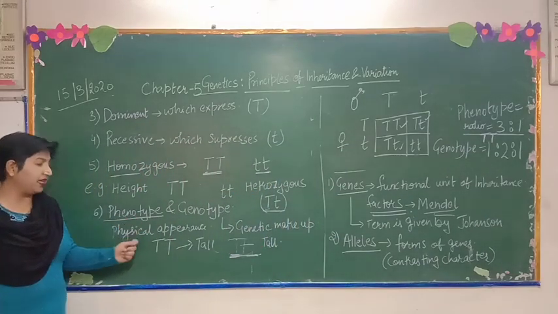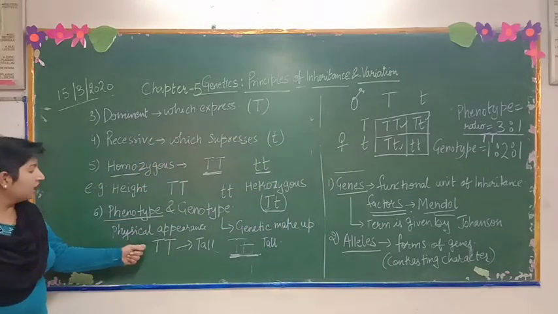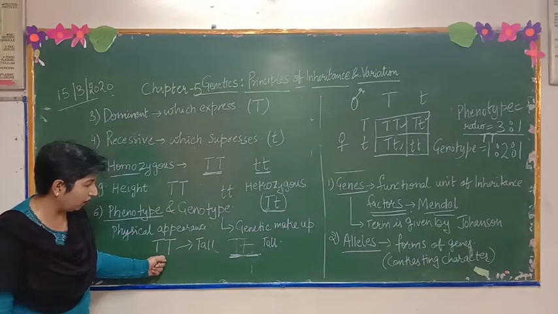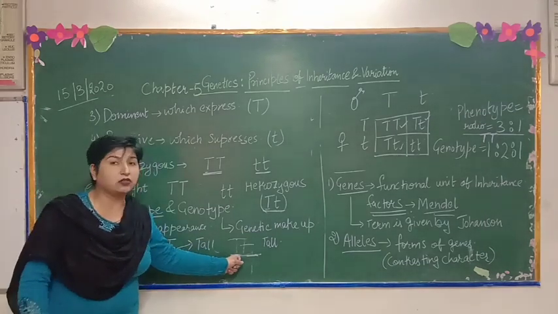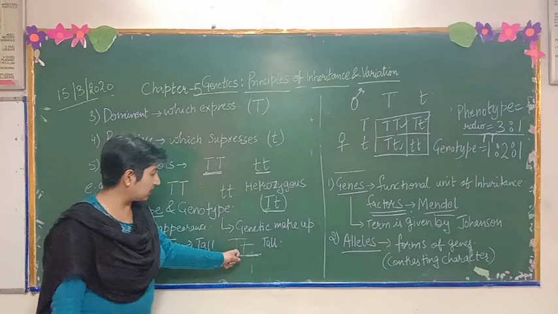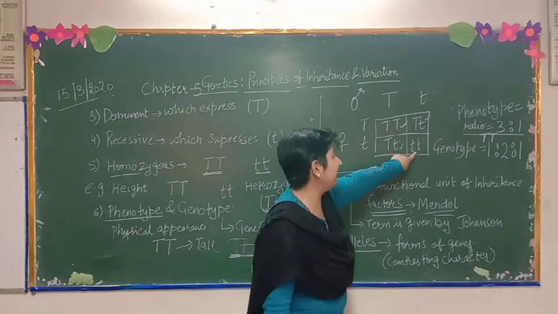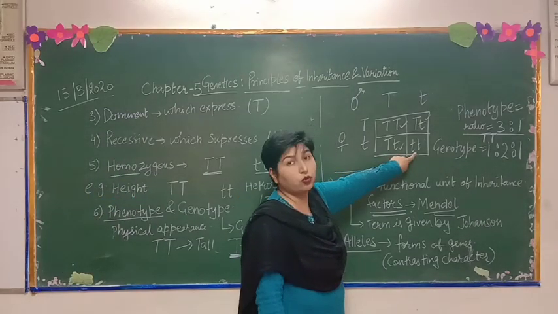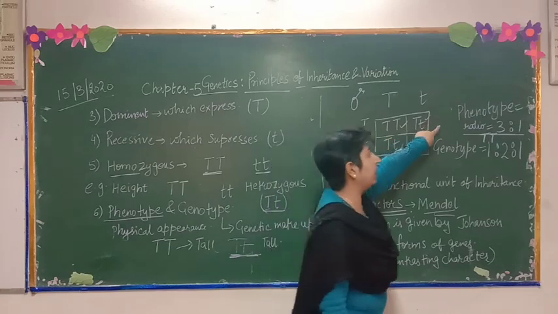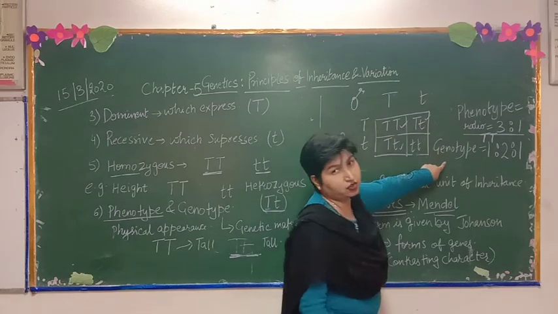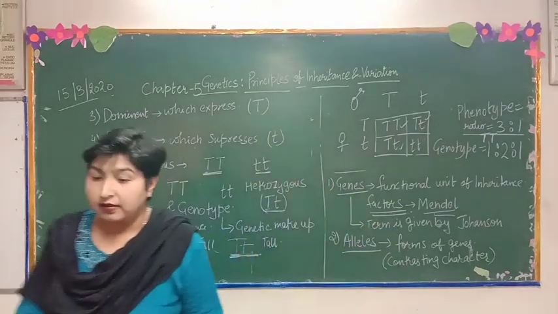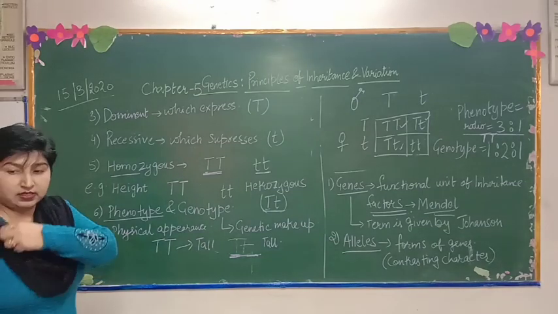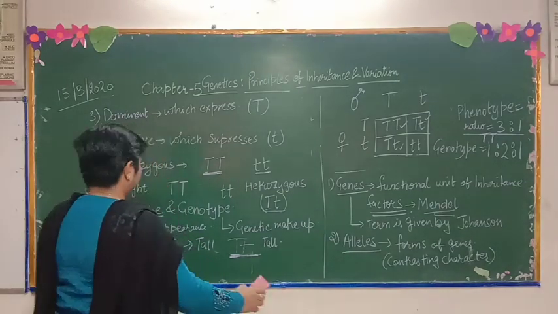The phenotype means the physical appearance, which says this as tall. Similarly, this also counts as tall. But when it comes to this condition, it is called dwarf. So the phenotypic ratio and the genotypic ratio are different. Next comes cross. What do you mean by cross?